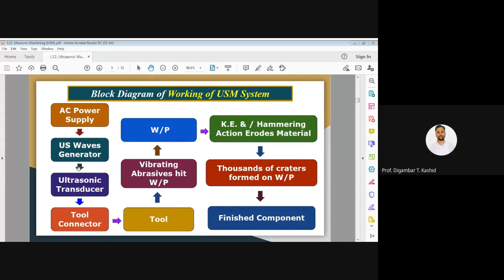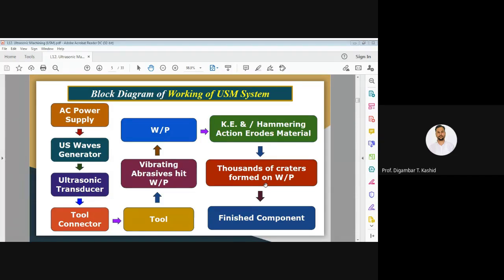Due to the impact of the abrasive particles, again having high vibrations, the metal will be removed from your workpiece. That impact comes from the kinetic energy and the hammering action, so due to this erosion action, workpiece metal is removed. Due to the continuous impact of abrasive particles, thousands of craters will be formed on your workpiece. Craters means the small particles of material removed from your workpiece. Those craters will be thousands in number, and then you will get the desired cavities, that means your finished component.